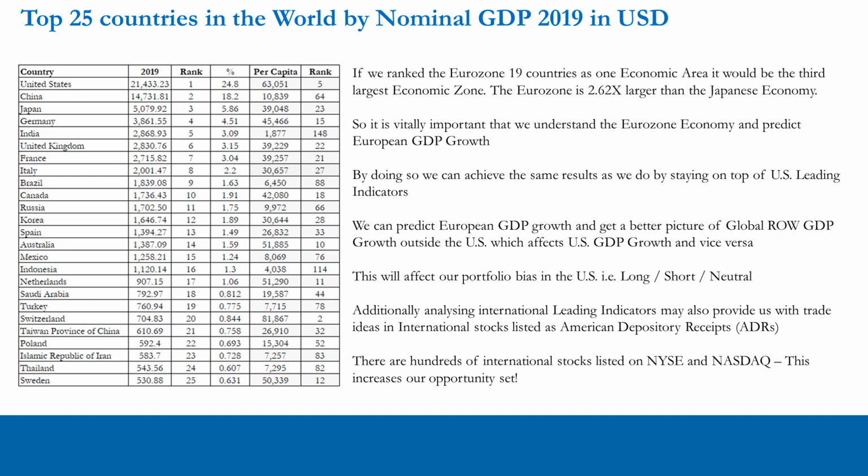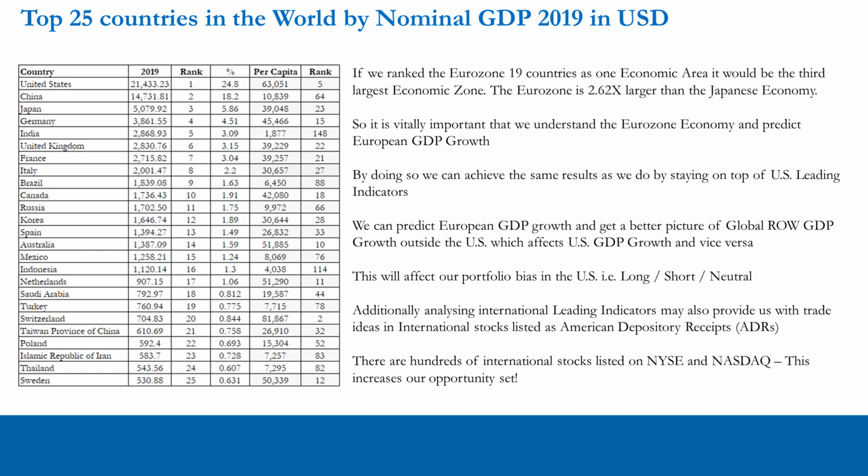Additionally, analyzing international leading indicators can also provide us with trade ideas in international stocks listed as what are called ADRs, American Depositary Receipts. There are literally hundreds of international stocks listed on the New York Stock Exchange and NASDAQ. And what does this do? This increases the total amount of stocks that we can potentially trade and take advantage of to get returns. So this is what we call our opportunity set. So it increases our opportunity set.